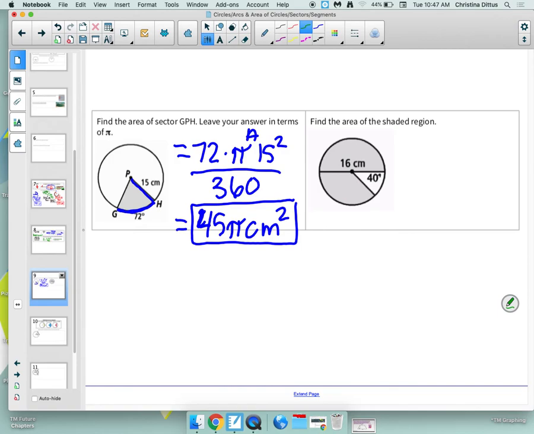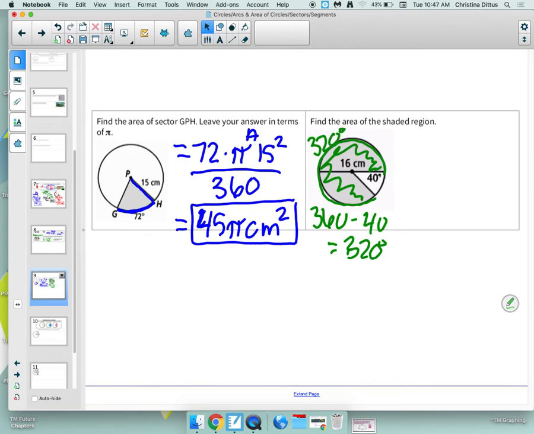Okay. Again, notice this whole part is what's shaded, so everything but the 40 degrees. So I don't want to use 40 as my degree measure. I want to use literally everything else. I know circles got 360 degrees in them, so I want everything but the 40. That leaves me with 320 degrees. So all this, all the way around, is 320 degrees. So that's what I'm going to use in my little formula. 320 times pi, remember area, pi times r.